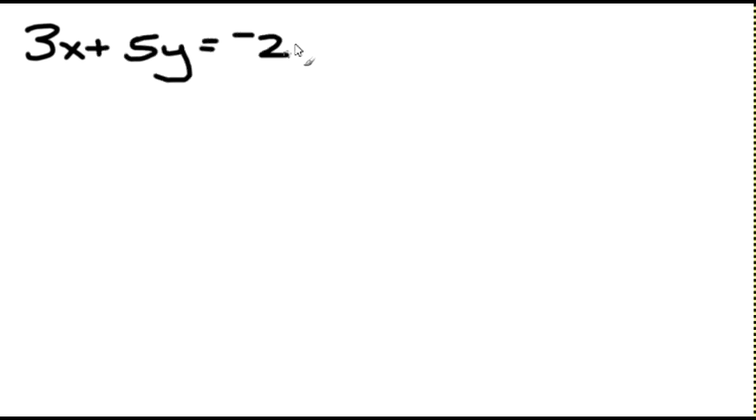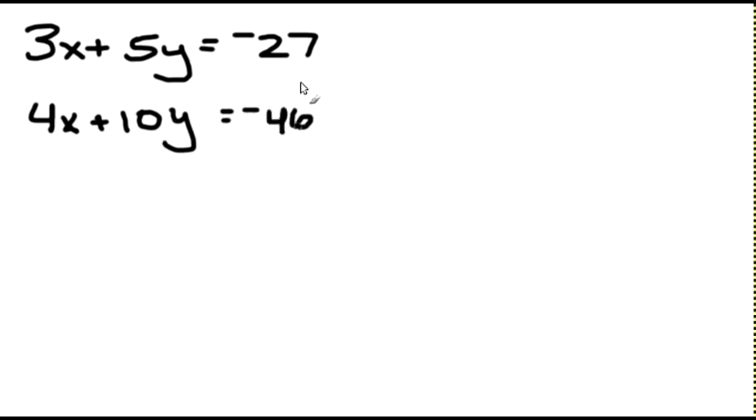So this one will be 3x plus 5y is equal to -27, and 4x, oh wait, whoops, I'm sorry, the original one that was written down was using a's and b's instead of x's and y's, but I don't want to confuse you guys. 4x plus 10y is equal to -46. Okay.